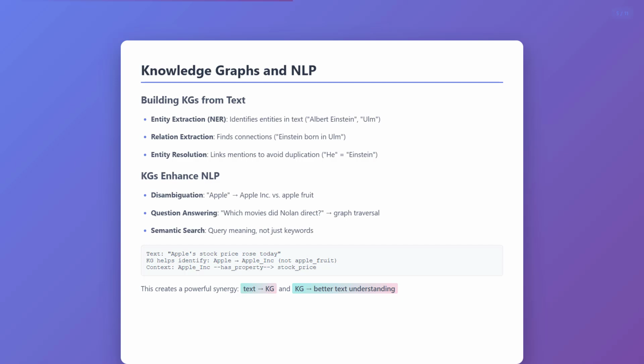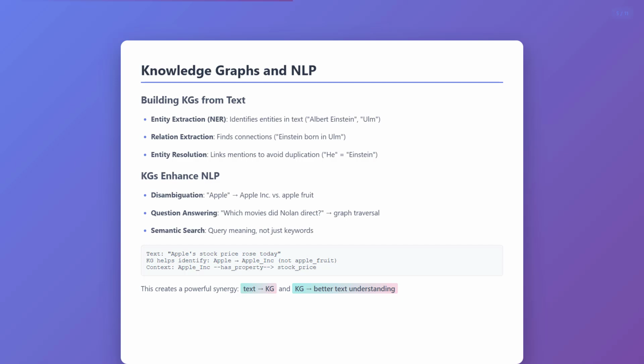The classic example is disambiguation. When you see the word apple in text, is it the fruit or the company? A knowledge graph provides context. If the surrounding text mentions stock price or iPhone, the graph helps route that to Apple Inc.